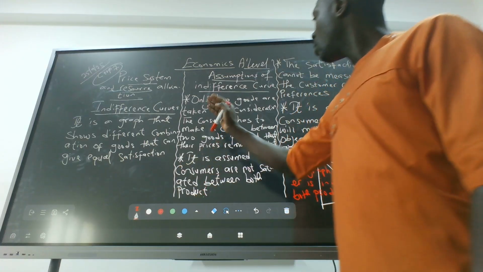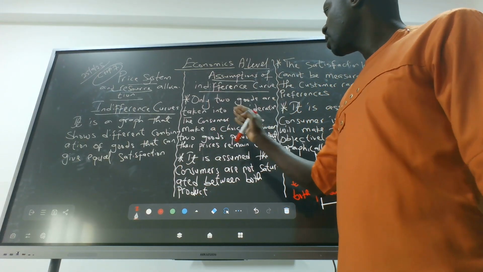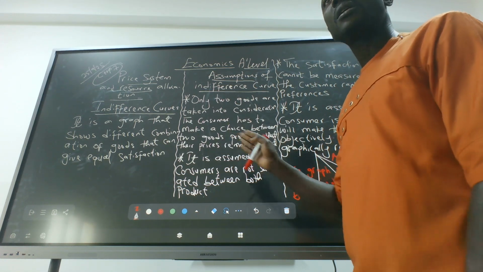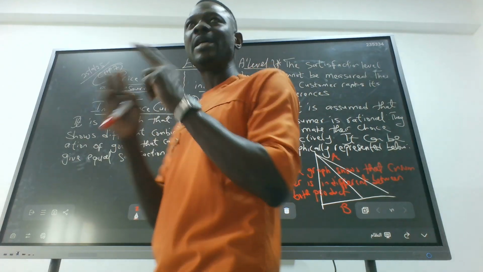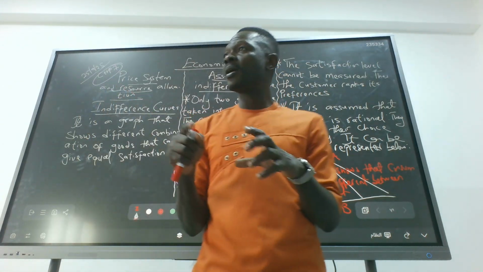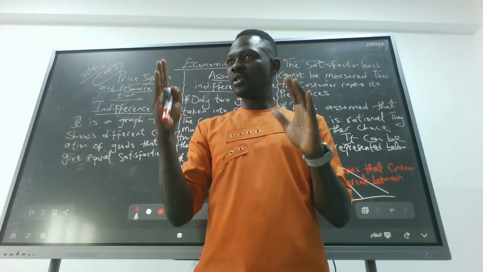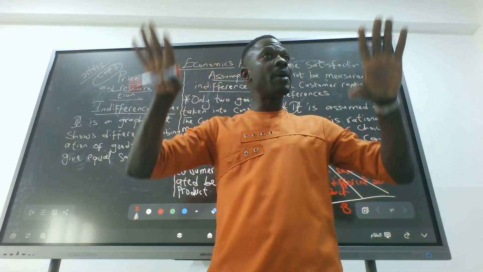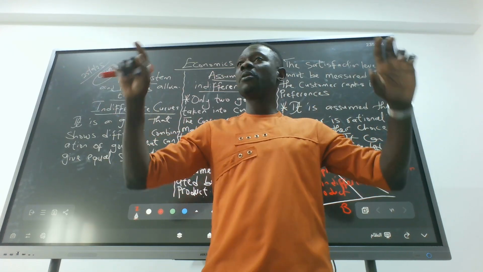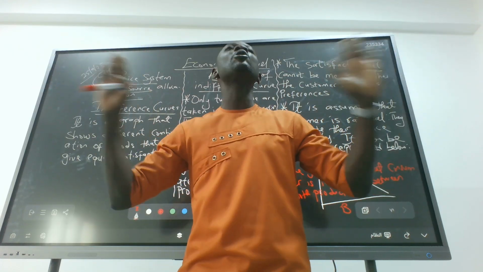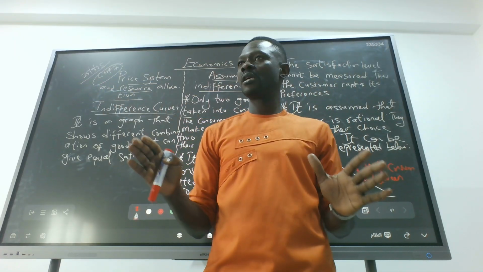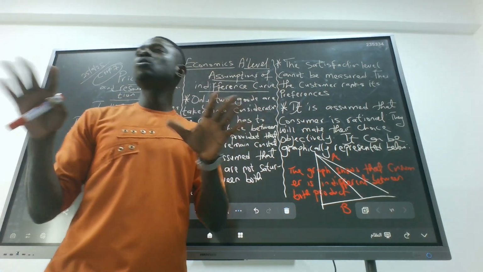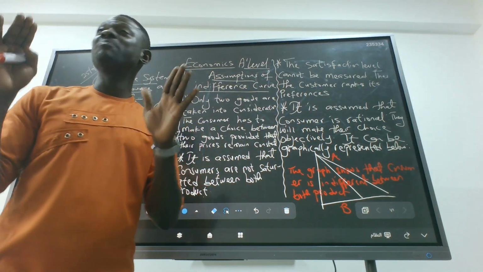The first one, only two goods are taken into consideration. The consumer has to make a choice between two goods, provided that their price remains constant. So there are two goods available, the prices are constant, but a consumer has to make a choice between both of them. The price is the same one? No, each product has its own price, but the price of each product remains constant. It's fixed. So it only means that the consumer will have to make a choice between those products, in as much as the price remains constant.